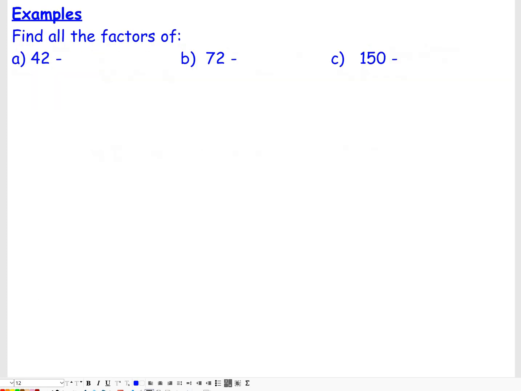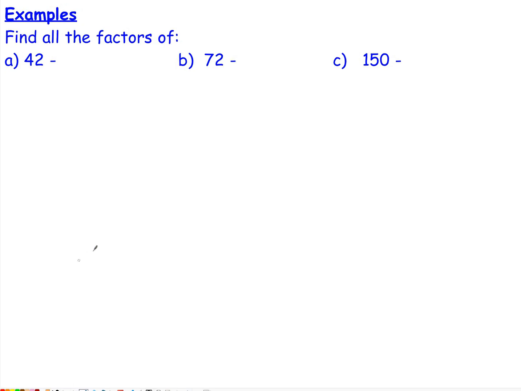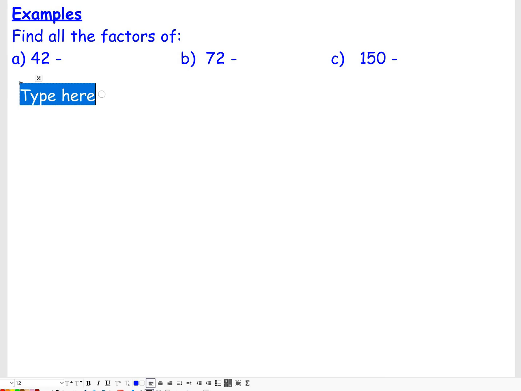So if we look at some examples, find all the factors of 42. Well, the easiest way to find all of the factors is to start by doing them in a logical order. So I always start with 1 and the number itself. So 1 and 42. They are our first factor pairing because 1 can divide into 42 and 42 can divide into 42. Then the next number we look at is 2.